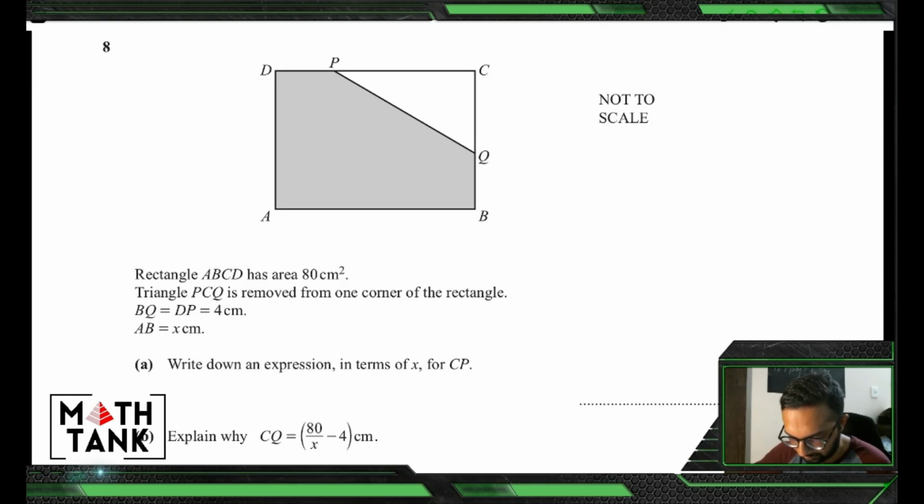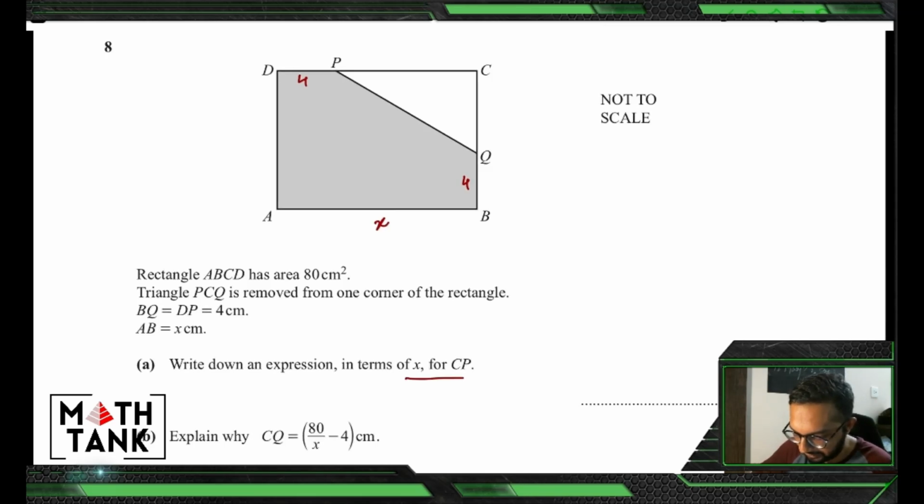Okay, all of these are 4. BP and DQ are 4. The rectangle has an area of 80. AB equals x. Write down an expression in terms of x for CP. I am looking for this. So if the entire thing is x, then this should be x minus 4, plain and simple. Then it says explain why CQ.